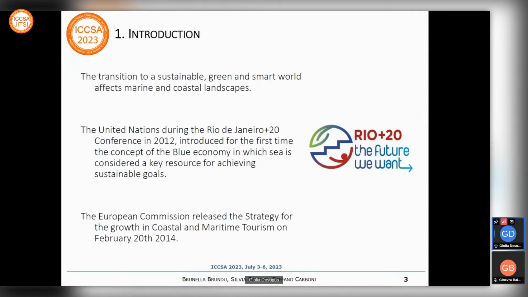So the blue planet represents a vital resource for all countries of the world. The transition to a sustainable, green and smart world therefore also affects the marine and coastal landscapes. The United Nations, during the Rio de Janeiro Plus 20 conference in 2012, introduced for the first time the concept of blue economy.